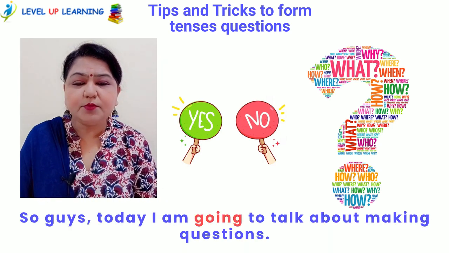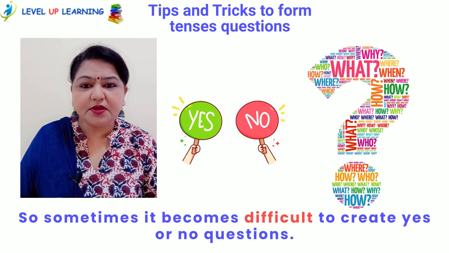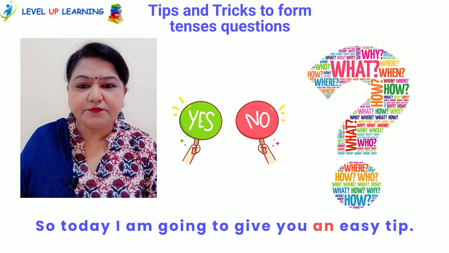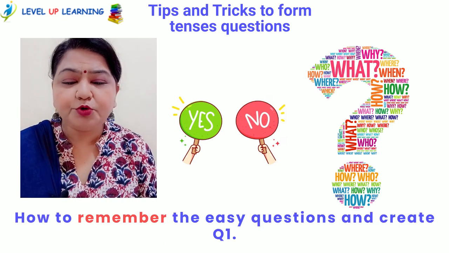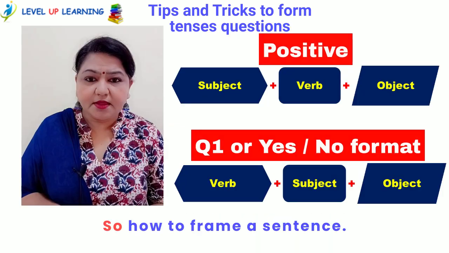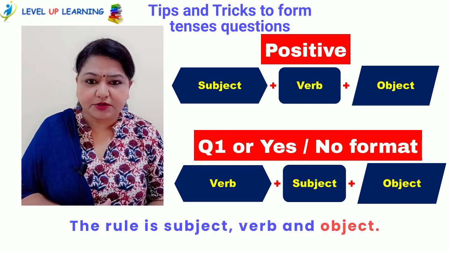So guys, today I am going to talk about making questions. Sometimes it becomes difficult to create yes or no questions. So today I am going to give you an easy tip on how to remember and create Q1. So how to frame a sentence? The rule is subject, verb and object.